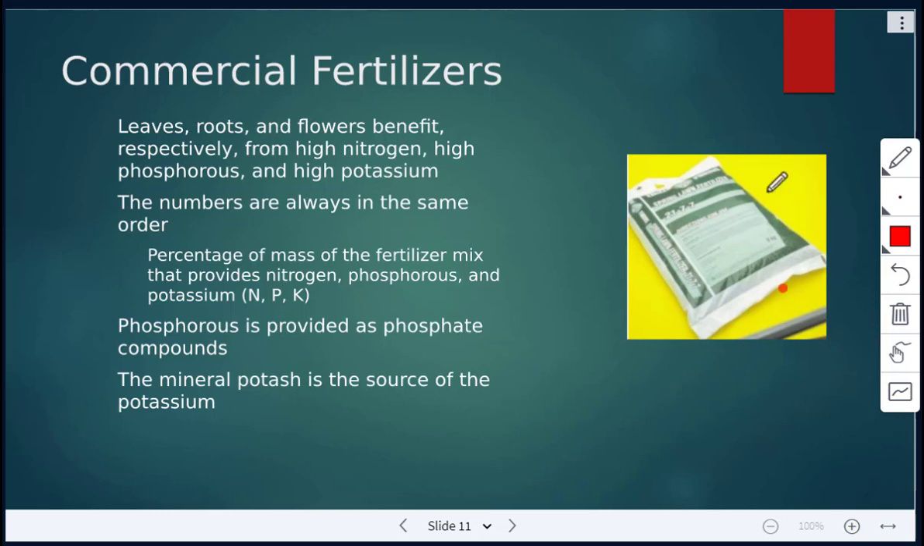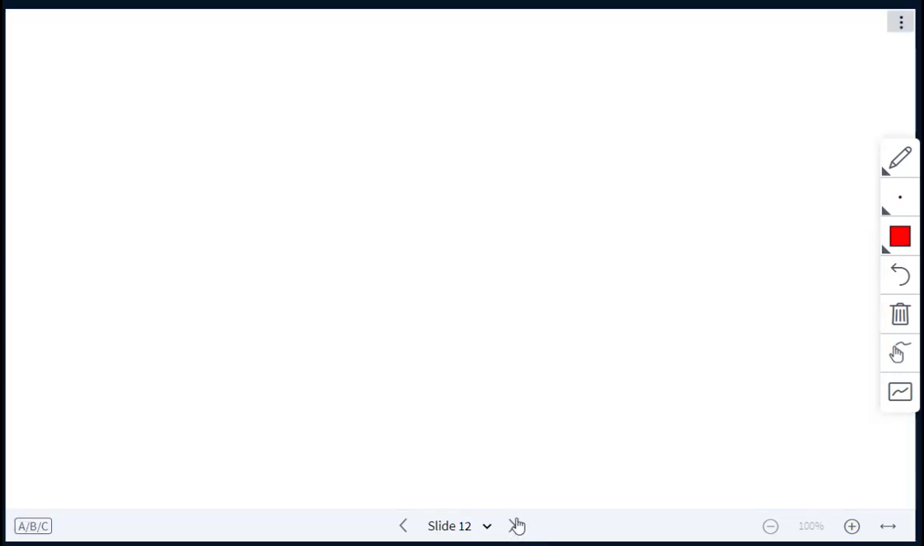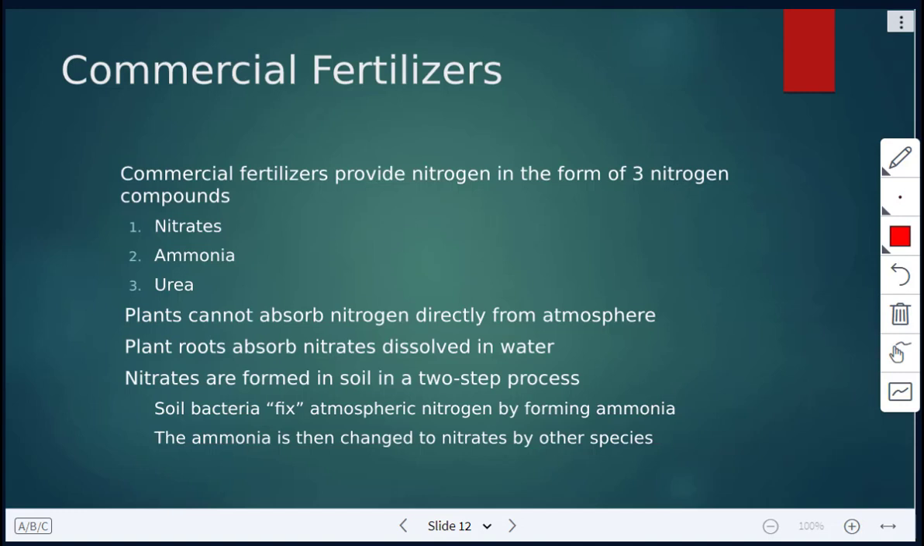The phosphorus that you see in fertilizers is usually provided as phosphate compounds, and the mineral potash is the source of the potassium. Right, so here we can see the numbers: 21-7-7, so that means 21% nitrogen, 7% phosphorus, and 7% potassium. Commercial fertilizers provide nitrogen in the form of three nitrogen compounds: nitrates, ammonia, and urea.